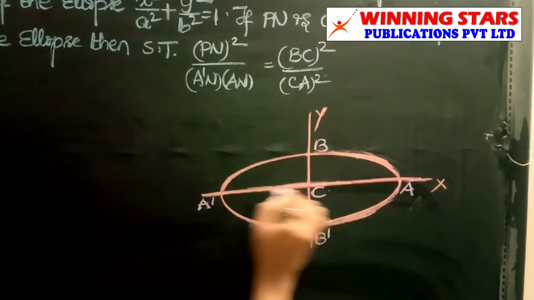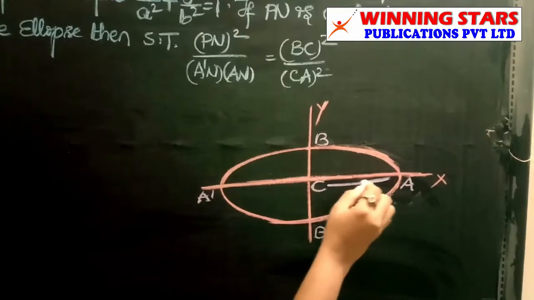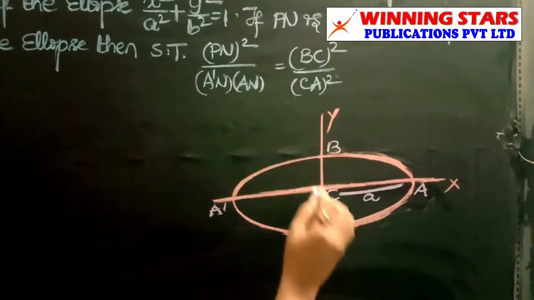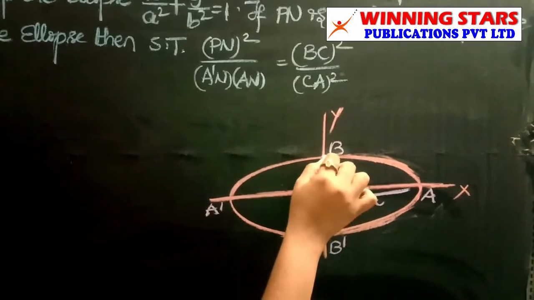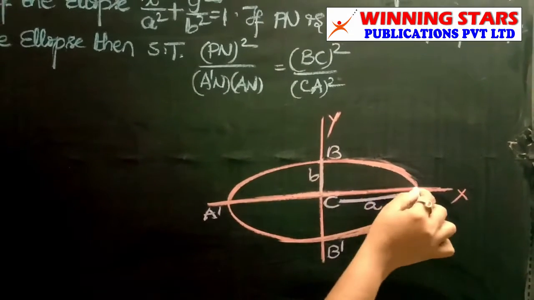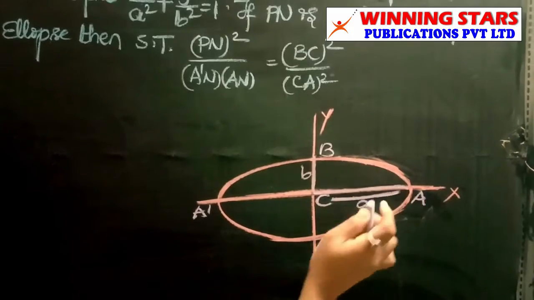So what is the length of the major axis? 2a. Then half of the value is equal to a. And the length of the minor axis is equal to 2b. Then half of the value is equal to b here. This is b and this is equal to a.